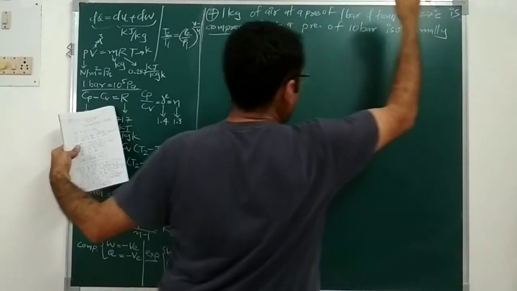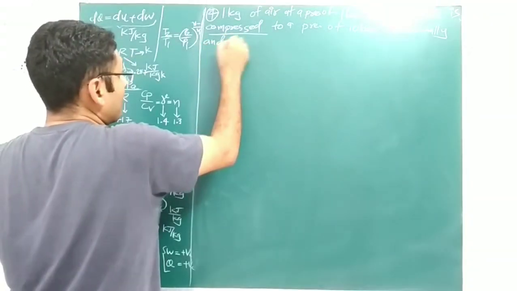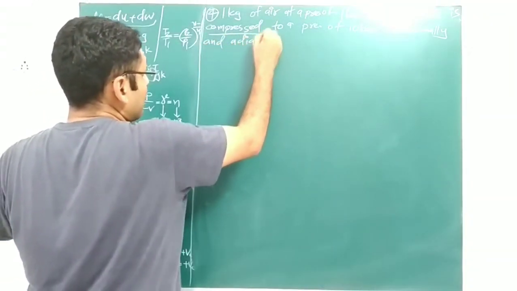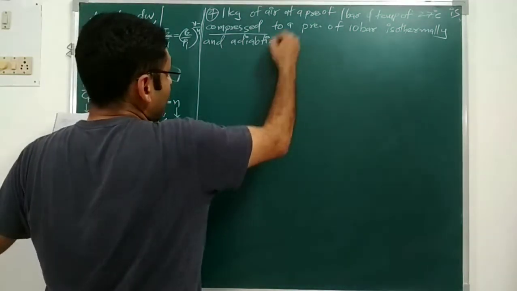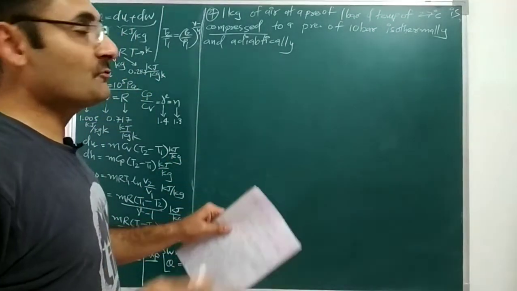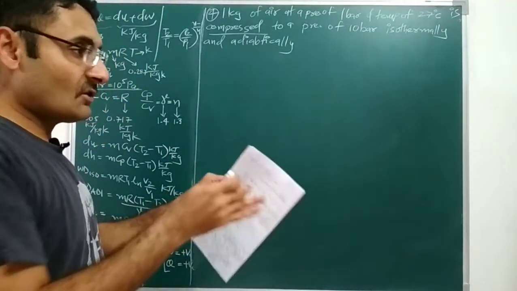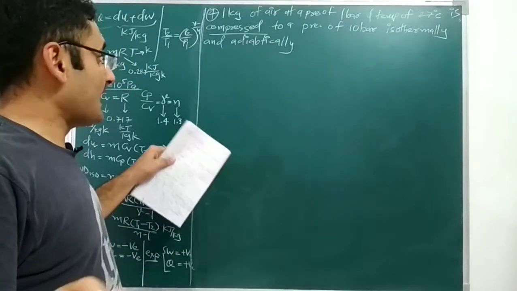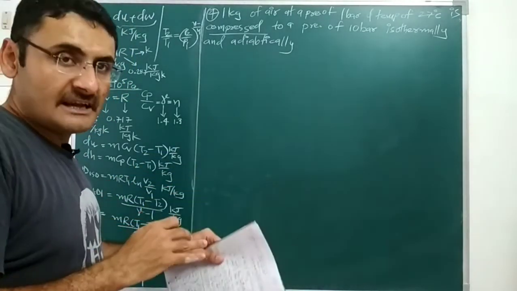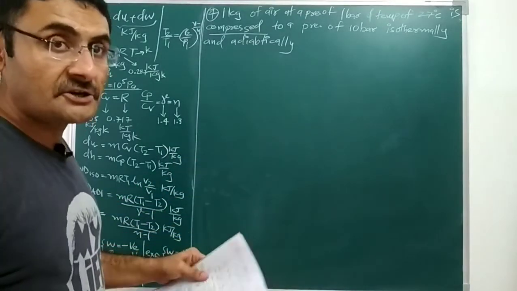Isothermally and adiabatically. That means this gas is compressed with the help of two processes: first, an isothermal process, compression by keeping temperature constant, and then it is compressed with the help of an adiabatic process, in which heat transfer is zero.